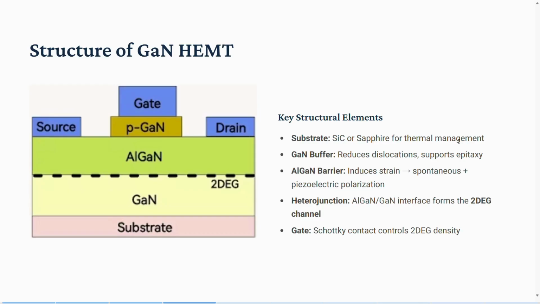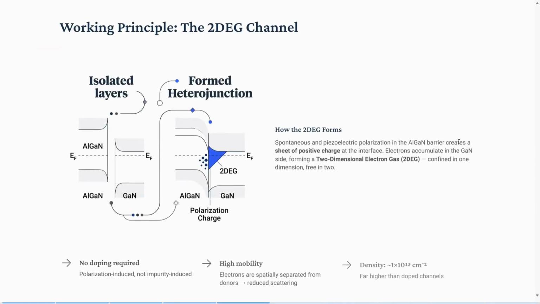Here comes the heterojunction, the working principle, the 2DEG channel. The operation is based on the formation of a two-dimensional electron gas. At the interface of AlGaN and GaN, due to polarization effects, a large number of electrons accumulate automatically. These polarization effects are spontaneous polarization and piezoelectric polarization. Together, they create a potential well, which traps electrons in a very thin region. This forms the 2DEG channel.